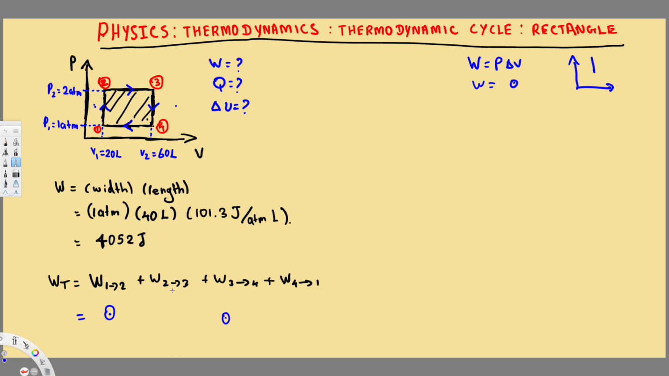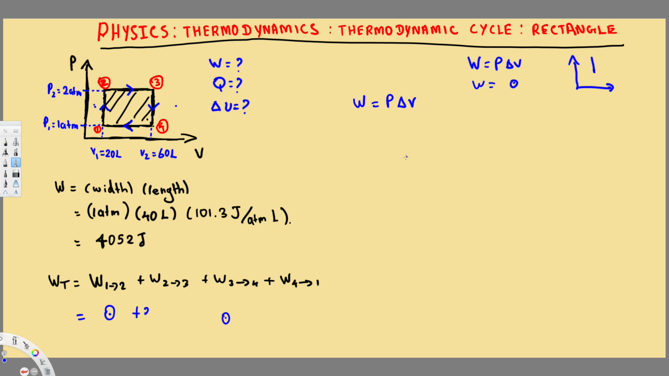Let's go to W2 to 3. If you look at 2 to 3, the pressure is constant. So this is called an isobaric process. Pressure is constant, so here we can use W equals P delta V, right? The pressure is going to be 2 atm.